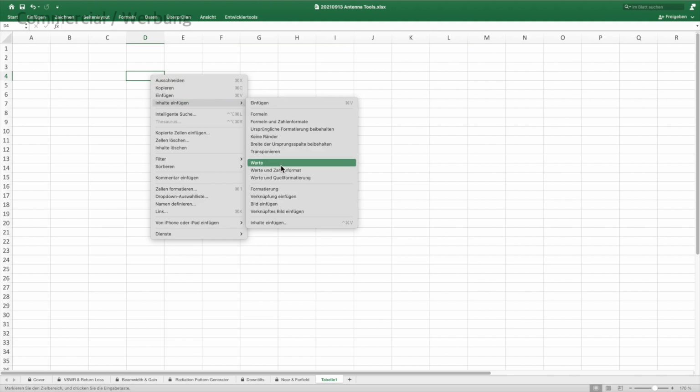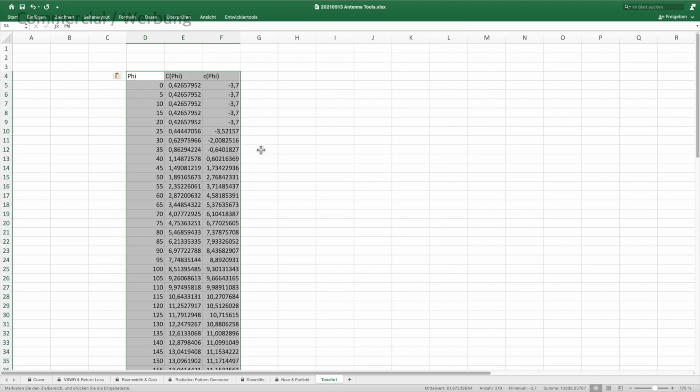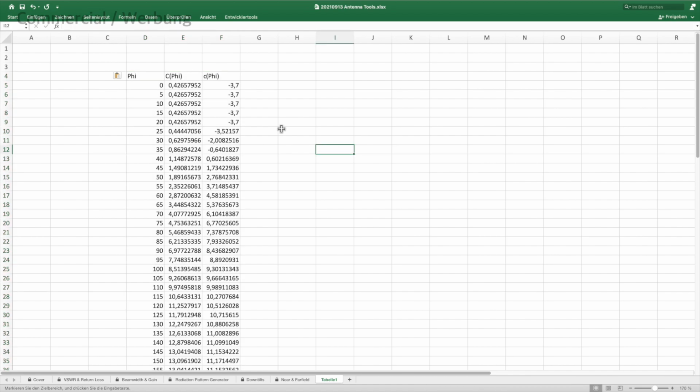It's important here to copy only the values using the paste special. And that's it. With that method you can export to any spreadsheet or any text editor.